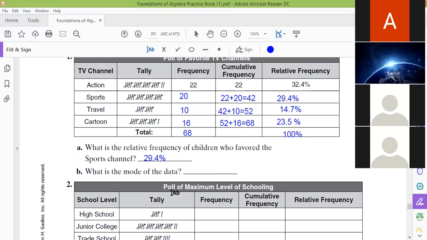What is the mode of the data? The most repeated action. Mister, 42 plus 10 equals 52. Yes, what's the problem? Right here, I also have a problem. I wrote 49, and I told you 52.